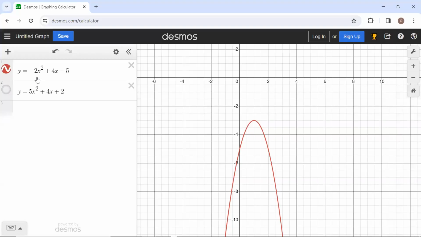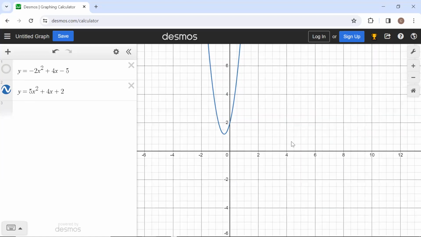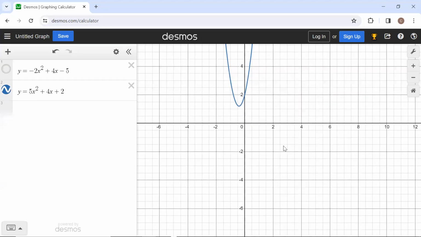Over here, I've used k to be negative 2. I got this red graph, and you can indeed see that it's completely below the x-axis. The x-axis is over here. After that, I used k equals 5, and you can see that the curve is now completely above the x-axis instead. So you cannot accept the second answer where k is greater than 4, because it will make the original question not valid.